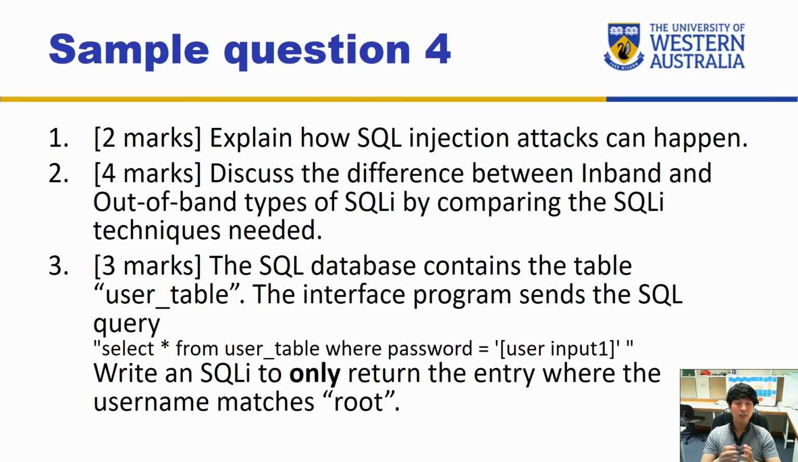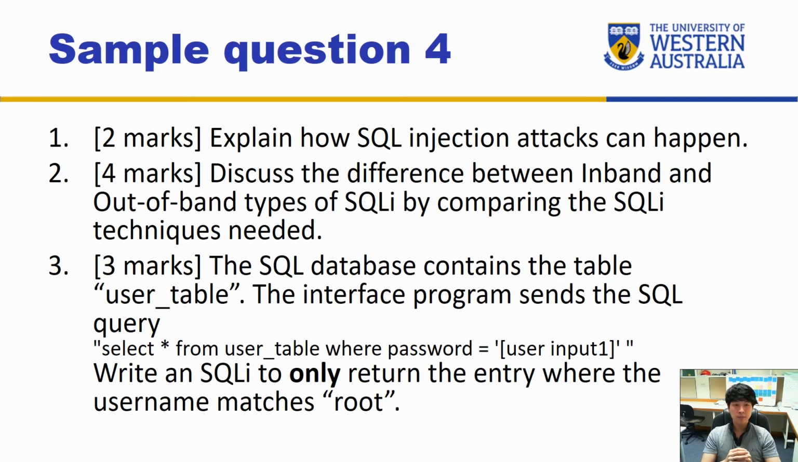Okay, next question, explain how SQL injection attacks can happen. Hopefully, this one is also quite straightforward, and as you can see, it's only worth 2 marks. And not just the interface, but you need to understand the backend stuff as well. Discuss the difference between in-band and out-of-band types of SQLi by comparing the SQLi techniques needed. Okay, well, in-band you can get direct access to the outputs, right? When we were doing our SQLi lectures, pretty much everything was in-band. You get to see the reaction straight away. Out-of-band, on the other hand, you don't get to see how the database responds explicitly. Rather, you need to deduce what it might be doing. Okay, and in that direction, you can provide more explanation to get the rest of the 4 marks.